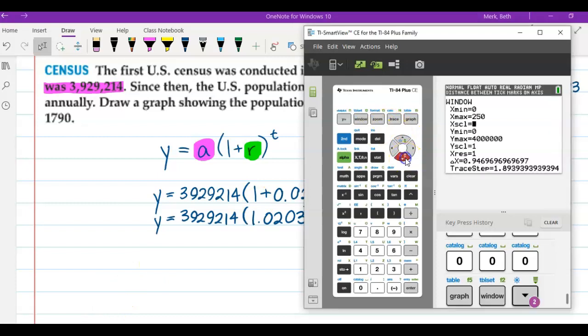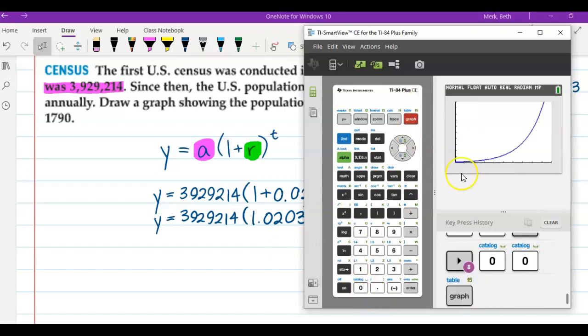Because I forgot to adjust my scale, I'm going to count by 25s for my X scale, and my Y scale, I'm going to count by 440 million, actually. 1, 2, 3, lots of zeros to keep track of. I believe my Y max is too small as well, so we're going to put some zeros on the end of that. Now let's try to graph. There it is. Now we can see our graph.